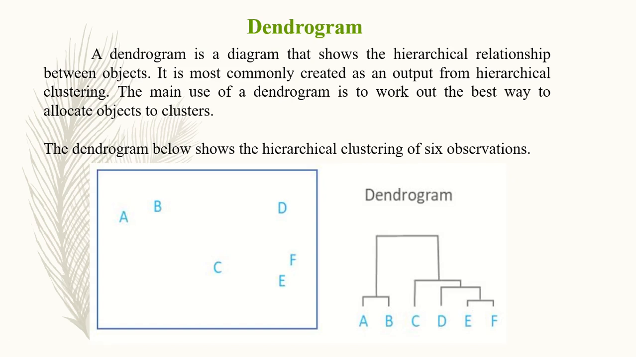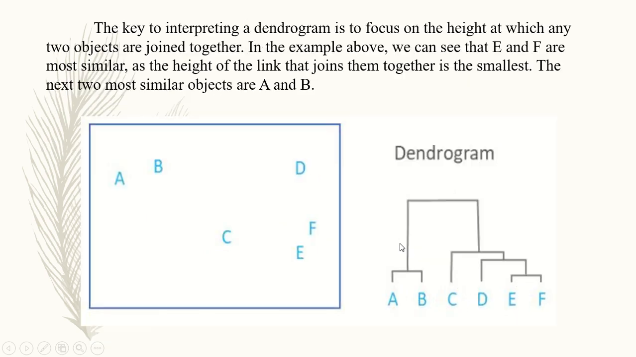And this is the dendrogram. It comes under hierarchical clustering. A dendrogram is a diagram that shows the hierarchical relationship between objects. It is most commonly created as an output from hierarchical clustering. The main use of a dendrogram is to work out the best way to allocate objects to clusters. The dendrogram below shows the hierarchical clustering of 6 observations. So we have 6 observations. This is the dendrogram.